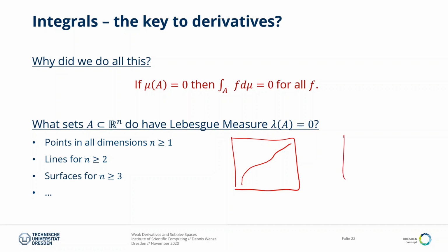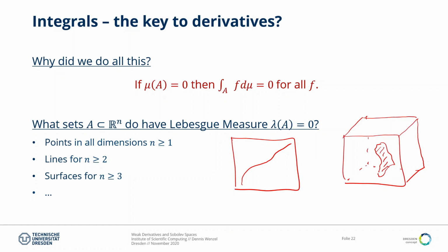If I'm in 3D, okay, this drawing is becoming terrible, I guess. So if I have a 3D domain and I want to draw a surface in here, okay, I have no idea how to draw a surface into a 3D thing, something like that. So just a surface in here. That also has measure 0. Why? Because in a three-dimensional space, we don't talk about area, we talk about volume. And the volume of a certain surface is 0.